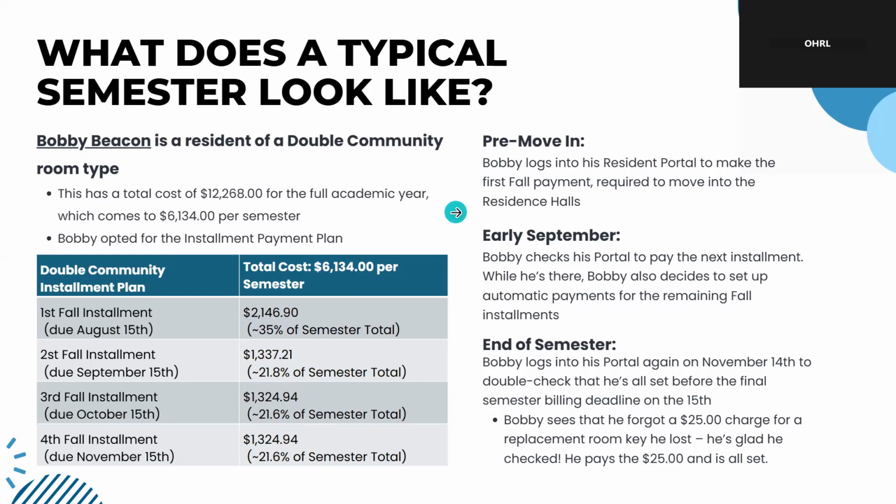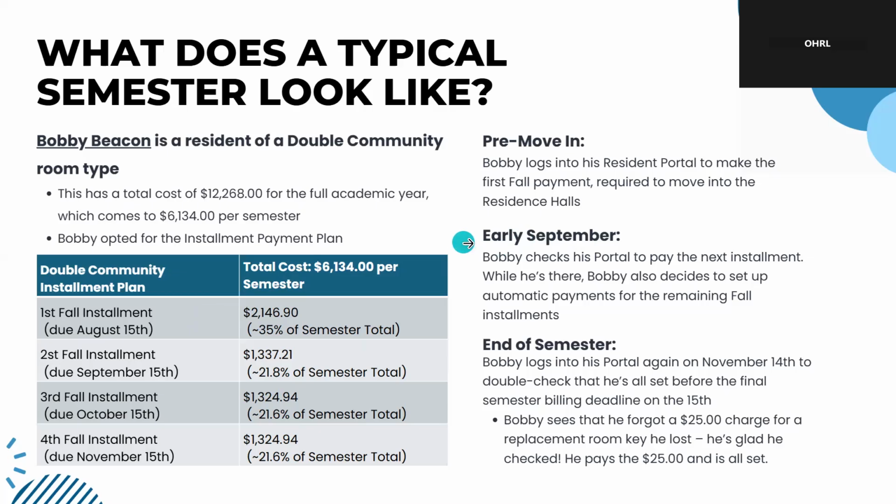Now, when Bobby is joining us in the fall semester, what's that going to look like? Well, before moving in, Bobby's going to log into his resident portal and make the first fall payment, which is required to move into the residence halls. We'll touch on that a little bit later, but basically that means that the first August 15th payment Bobby's going to pay before August 15th, naturally, or on, but has to pay in order to be issued his keys at move-in and occupy the residence halls.